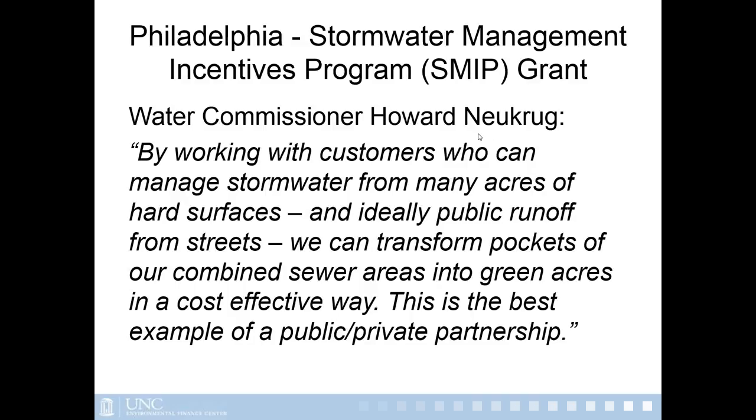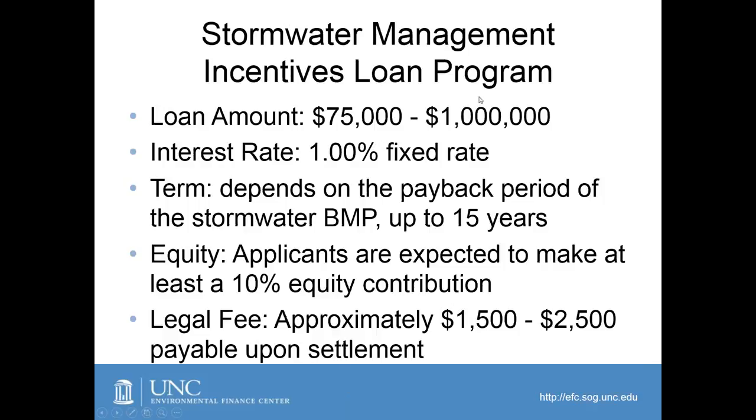The incentive loan program is a partner of the grant program, and the loan amounts here can be anywhere from $75,000 to $1 million. The interest rate here is pretty low, 1% fixed rate, and the term depends on the type of BMP that you've installed, up to a maximum of 15 years. So it depends on the payback period based on the installation that you've done. Participants are expected to put 10% equity contribution in here, and there's a relatively small legal fee as well. So that's just some of the highlights of the programs in Philadelphia.